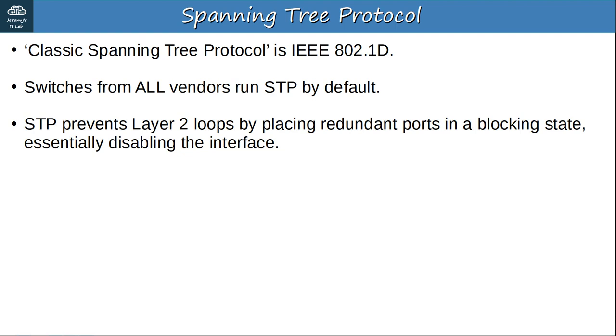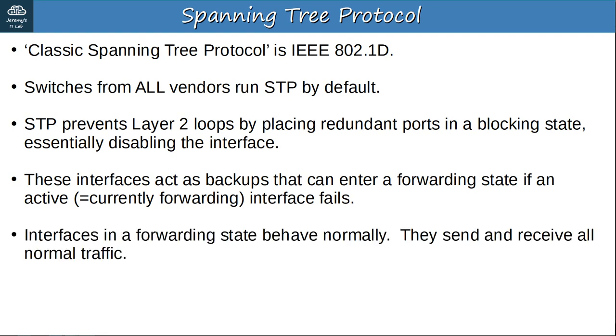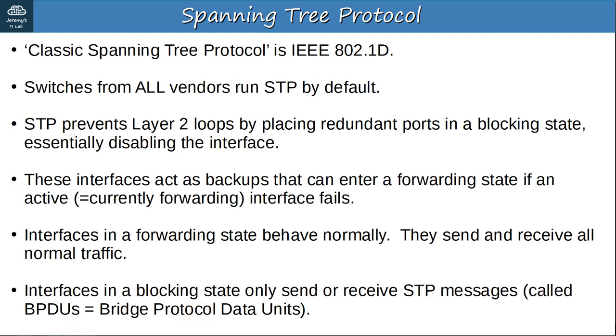STP prevents layer 2 loops by placing redundant ports in a blocking state, essentially disabling the interface. These interfaces act as backups that can enter a forwarding state if an active interface, meaning an interface that is currently forwarding, fails. Interfaces in a forwarding state behave normally. They send and receive all normal traffic. However, interfaces in a blocking state only send or receive STP messages called BPDUs, or Bridge Protocol Data Units, and some other specific traffic.